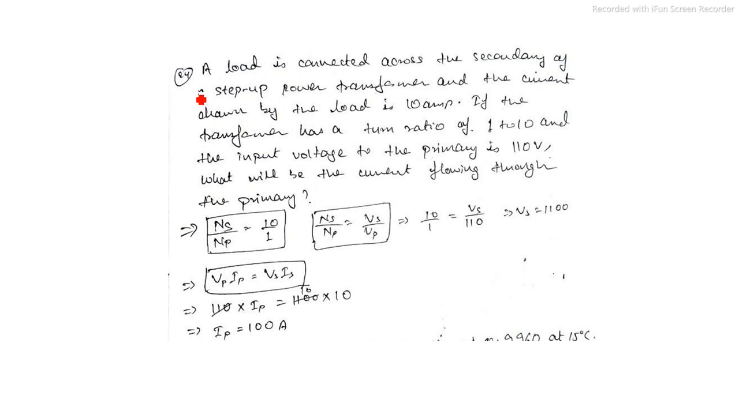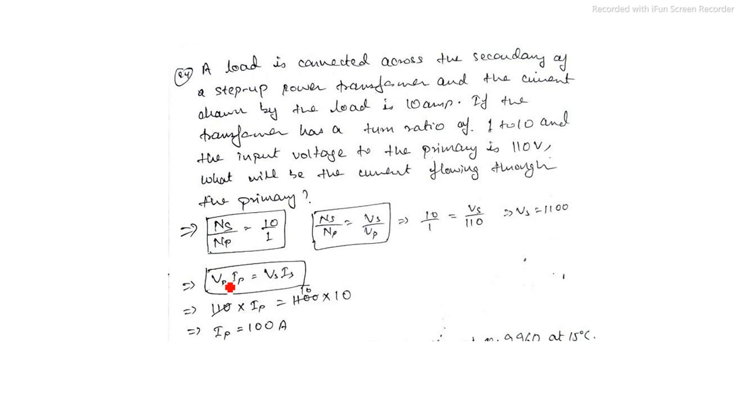The next question is, a load is connected across the secondary of a step-up power transformer, and the current drawn by the load is 10 ampere. If the transformer has a turn ratio of 1 to 10 and the input voltage to the primary is 110 volt, what will be the current flowing through the primary? So here basically we have to find the current flowing through the primary. We have this formula: V into I for the primary is equal to V into I for the secondary circuit in the transformer.